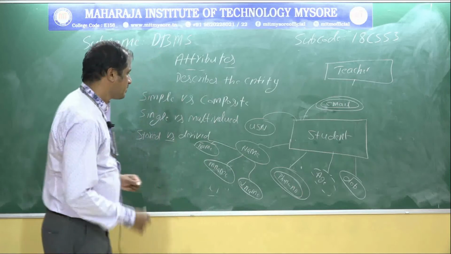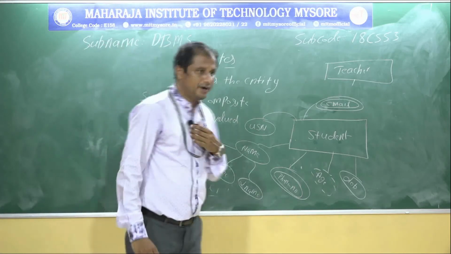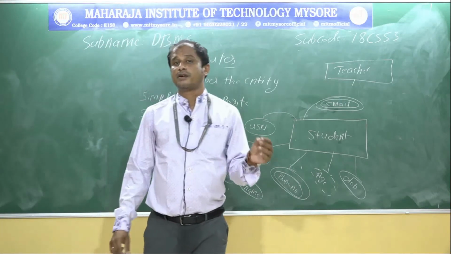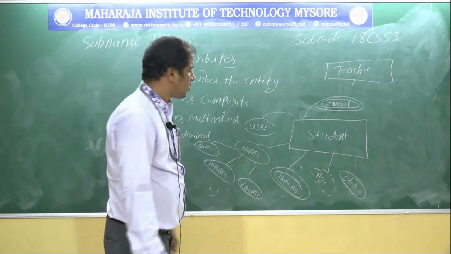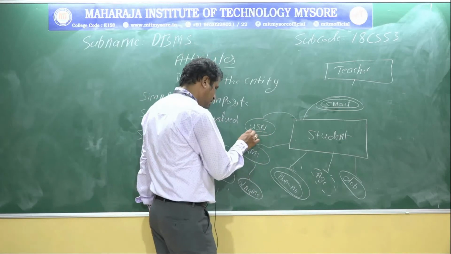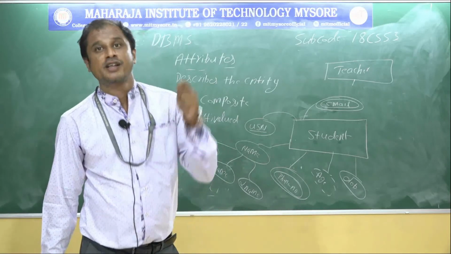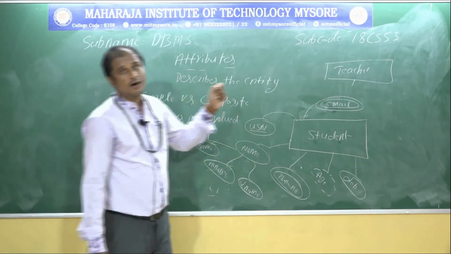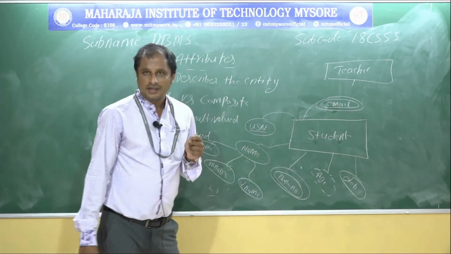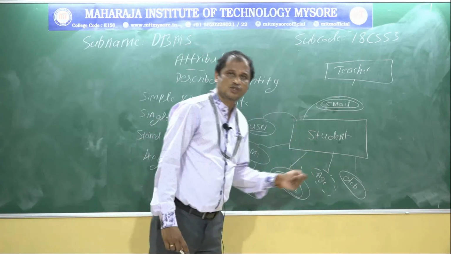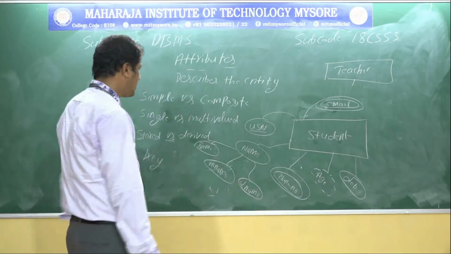Then I have the key. So what is a key in an entity? A key is the attribute which uniquely identifies an entity in an entity set. Here USN is a unique property which uniquely identifies the student entity in a college database. So USN is a key which uniquely identifies the student entity in a college database.